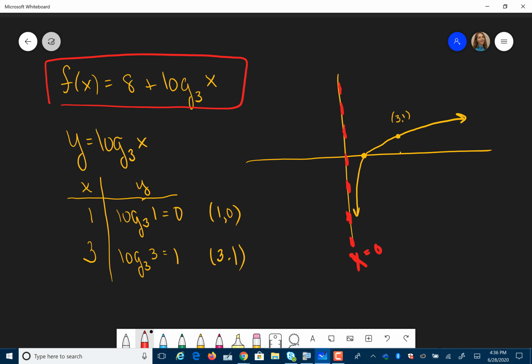So basically all that's happened here is that we're adding 8 to each of these values. We're going to take this point 1, 0, and instead it's going to be up here at 1, 8. And the point 3, 1 is going to be up here at 3, 9. So the whole thing is just being shifted upwards. There's no change to our asymptote. So let's see how we can graph this in MyMathLab.